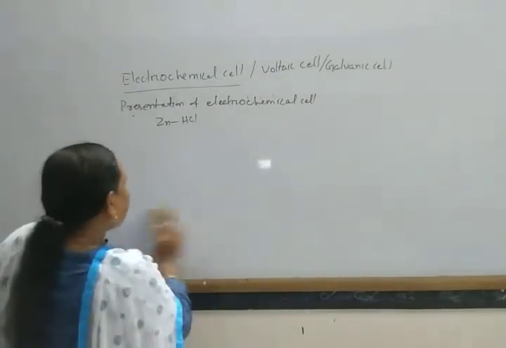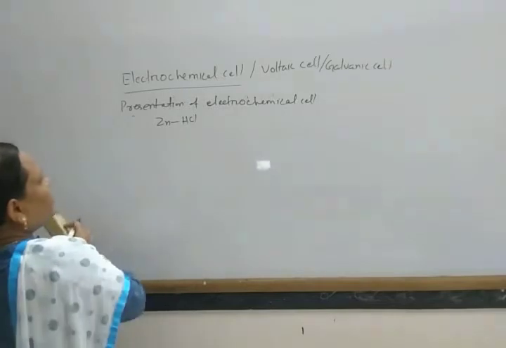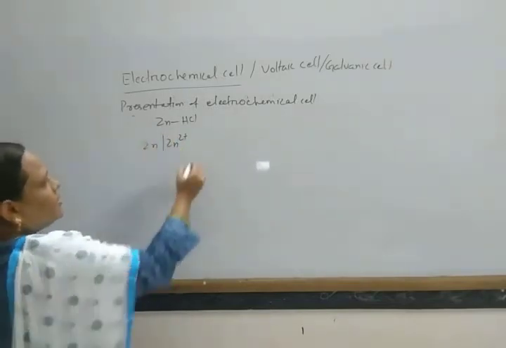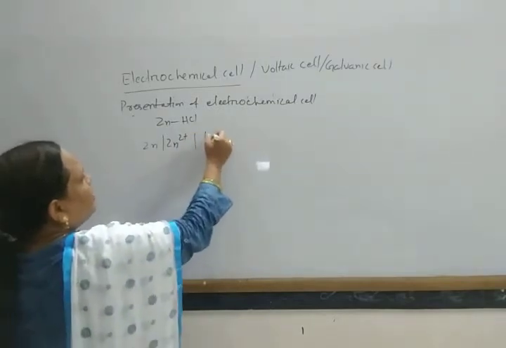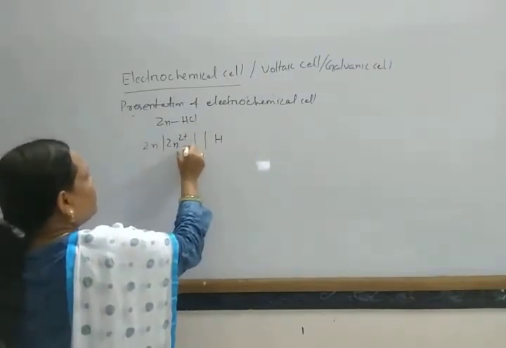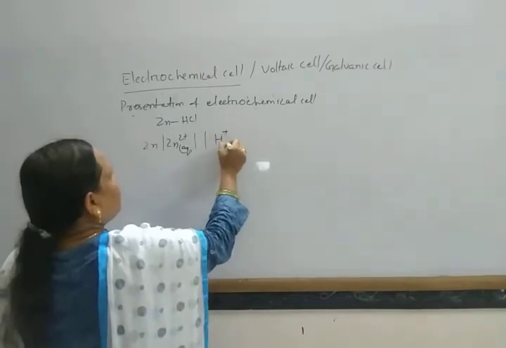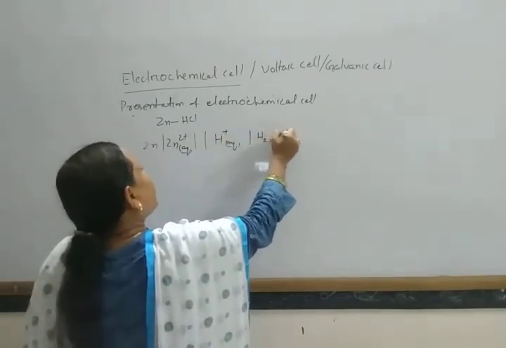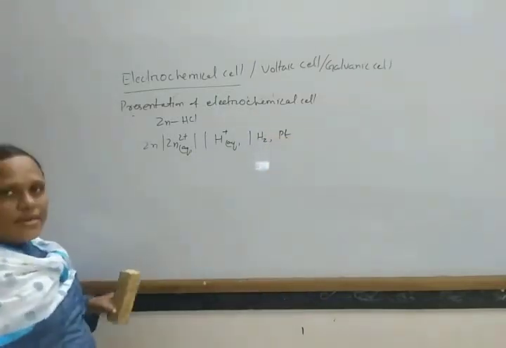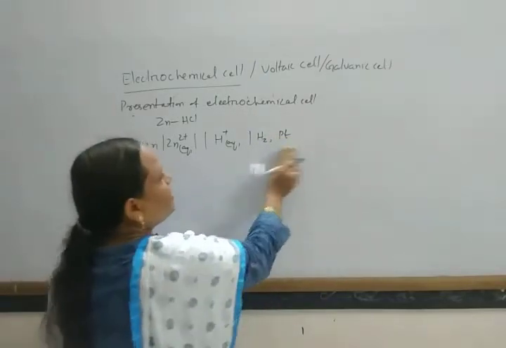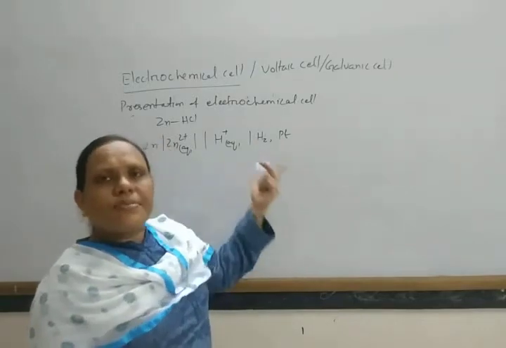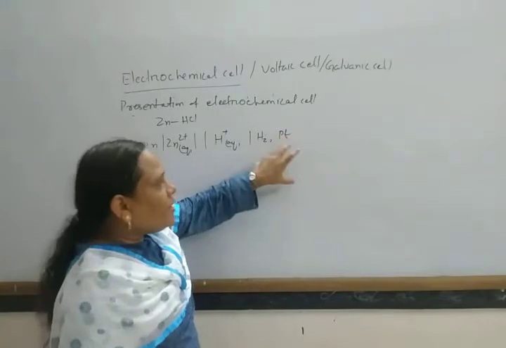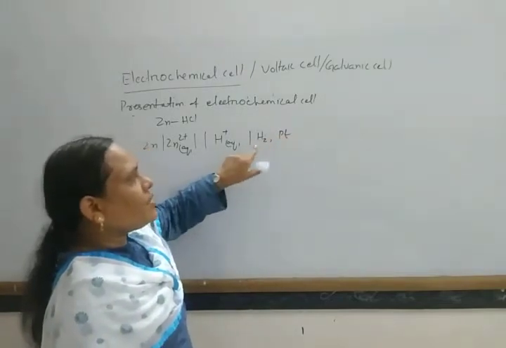For this zinc HCl cell, generally Zn2+, then the salt bridge, then H+, this is in aqueous form. Then H2 and a metal electrode, platinum, is used. Here you have to write the platinum electrode, or if graphite is present, then you can write carbon like this. So what other element is used for a gaseous electrode?